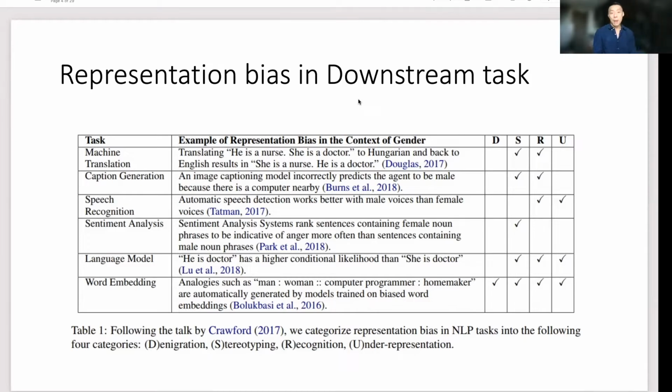For the next task, we have the caption generation task. So what does it mean? If you have an image and you want a system to generate captions, quite straightforward, right? So if an image captioning model incorrectly predicts the agent to be male because there's a computer nearby, having a computer nearby has nothing to do with the gender of a person or an agent that needs to be recognized by the machine.